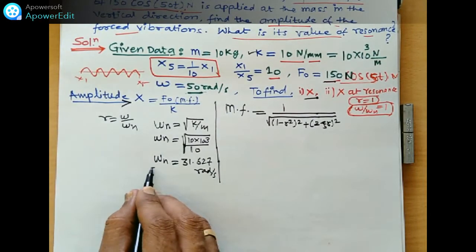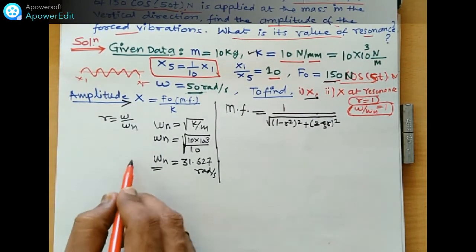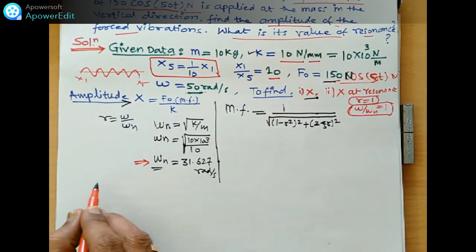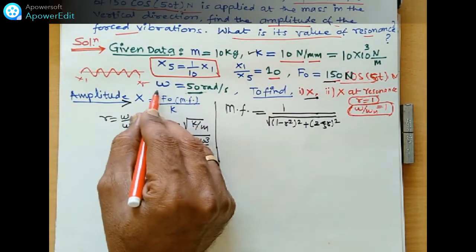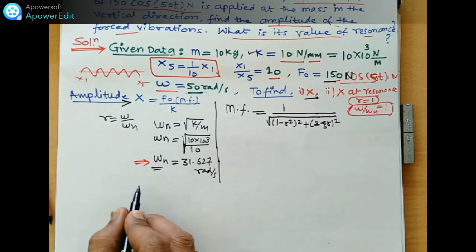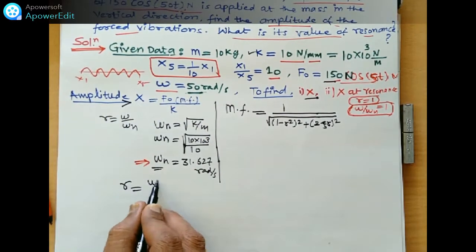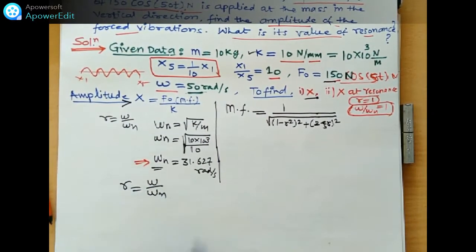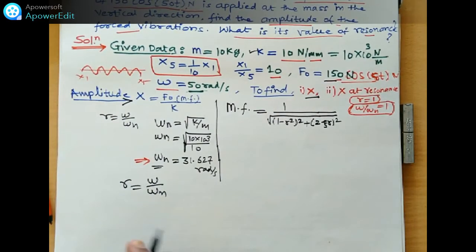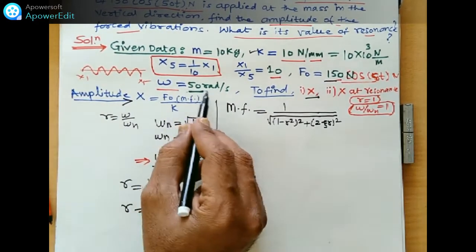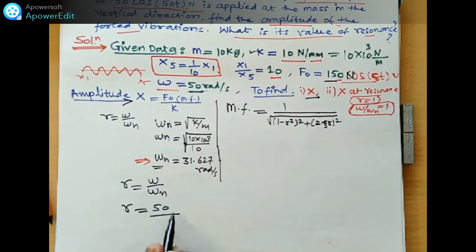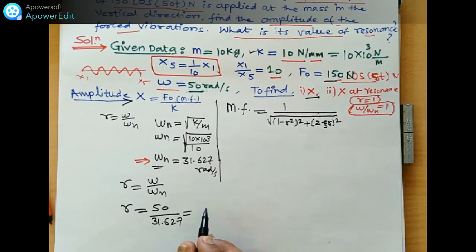Now we know the value of omega n. Then we can find this. We have the value of omega. So R becomes equal to omega upon omega n. So R is equal to omega, how much? 50 upon 31.627. So R is the frequency ratio. What is this frequency ratio?